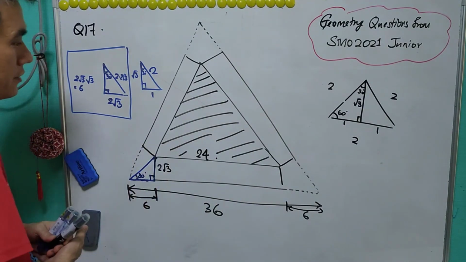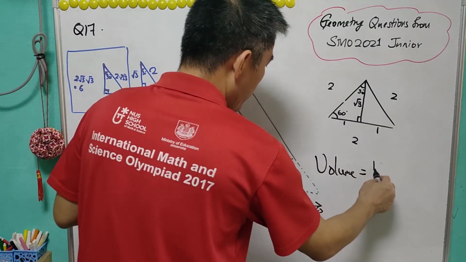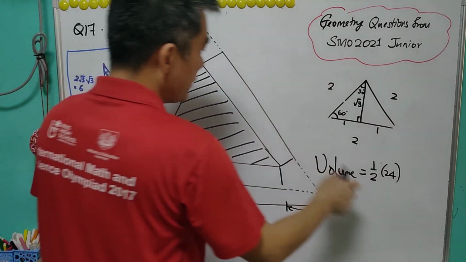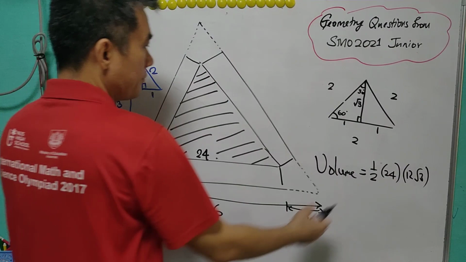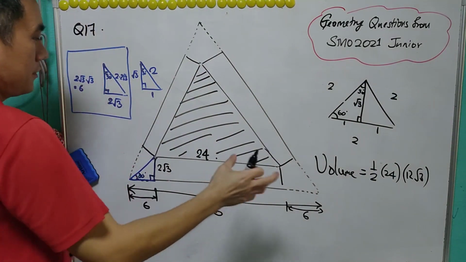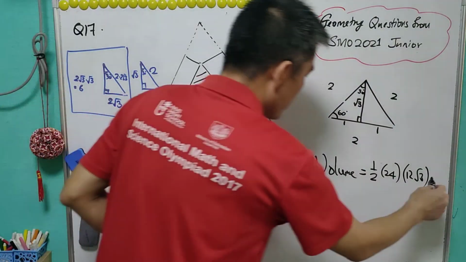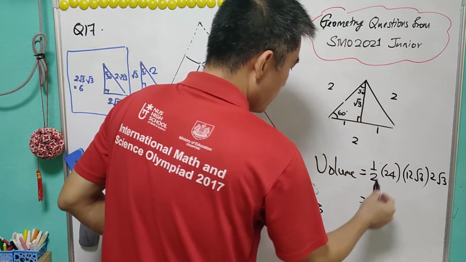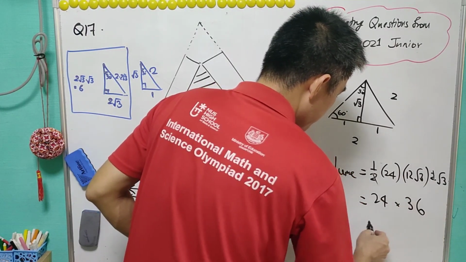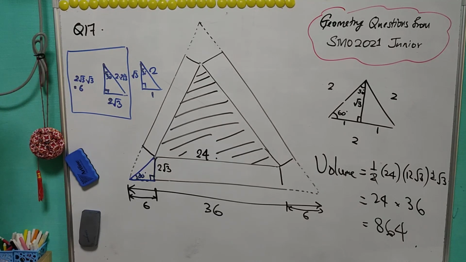The volume of the tray is equal to the area of the base times the height. Therefore, the volume will be equal to half times 24, the base, and the height. The height will equal 12 square root 3. So if this is 2, this is square root 3. This is 24, this will be 12 square root 3. This is the area of the base. And the height is 2 square root 3. 2 and 2 cancel off. Then this is 24 times 36. And the answer is 864. So 864 is the answer for question 17.